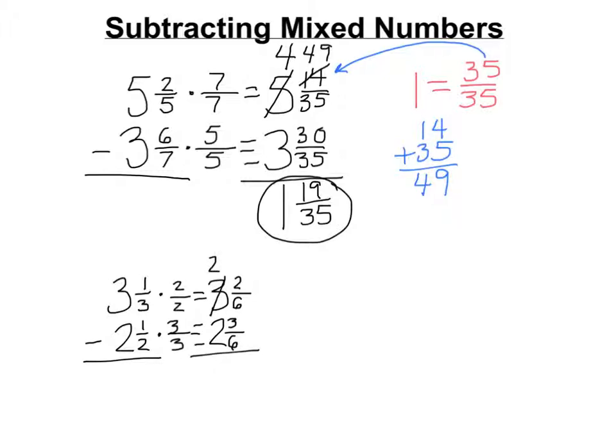1 whole that was taken away here is going to be worth how many sixths? Well, 6 sixths. I already have 2. I'm getting 6 more, so it's becoming an 8. 8 minus 3 is 5, and these are 6. And 2 minus 2 is 0. I'm not even going to bother writing the 0. And my answer is just 5/6.